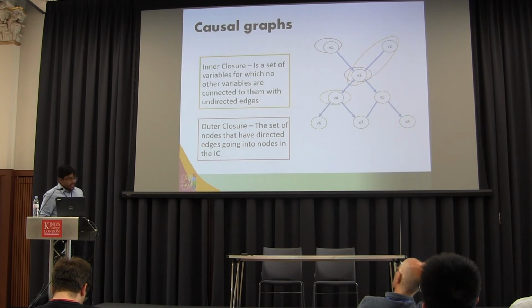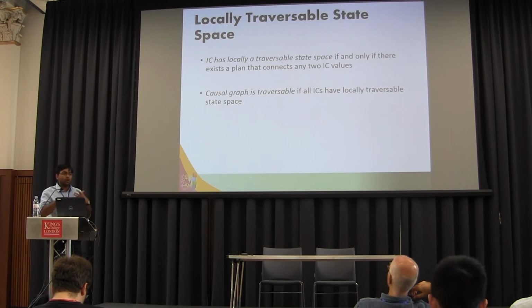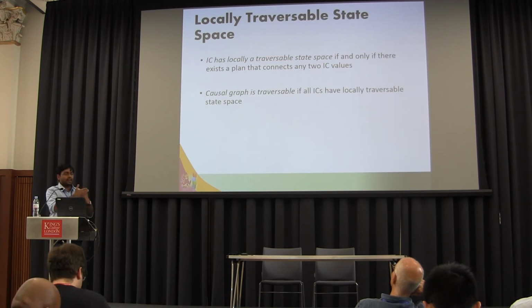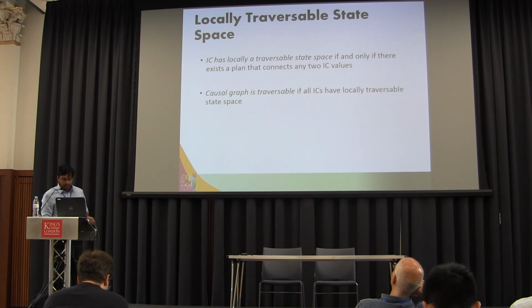Now, we say a given inner closure is locally traversable if for any two values of IC, we can come up with a plan that connects them. And the causal graph itself is traversable if all the inner closures are locally traversable.